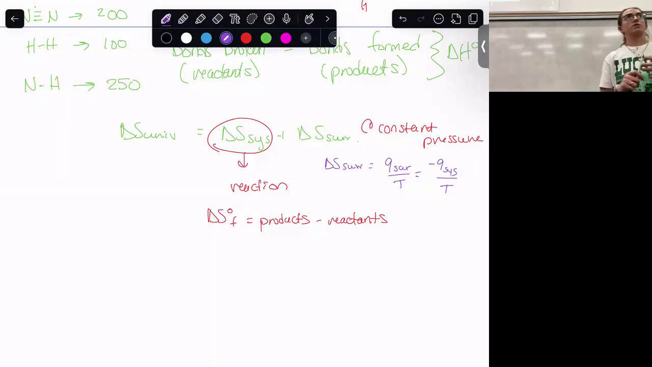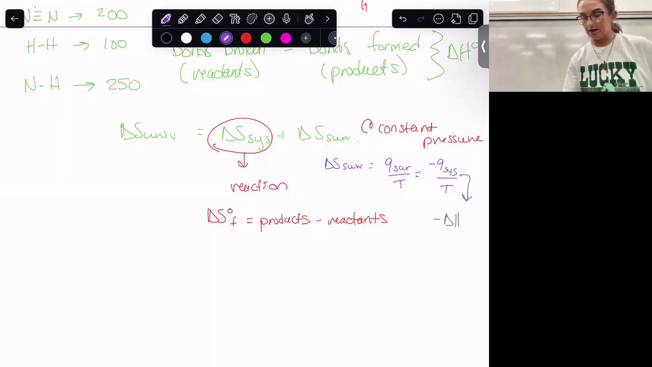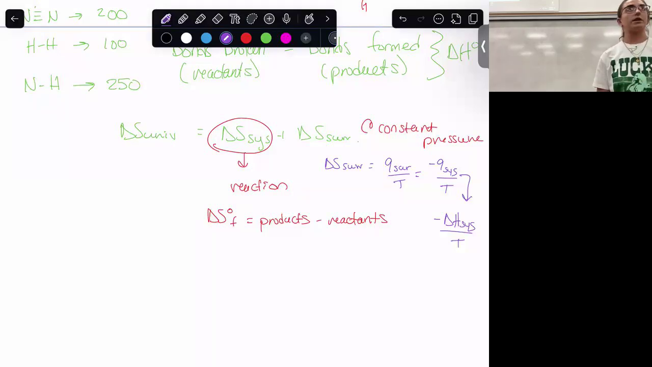Does anyone remember what negative Q of the system is equal to? So it's negative delta H of the system divided by T. So if you know what the delta H of the reaction is, you can use that version to get the delta S of the surroundings. You can use that delta H to get the delta S of the surroundings. Okay.